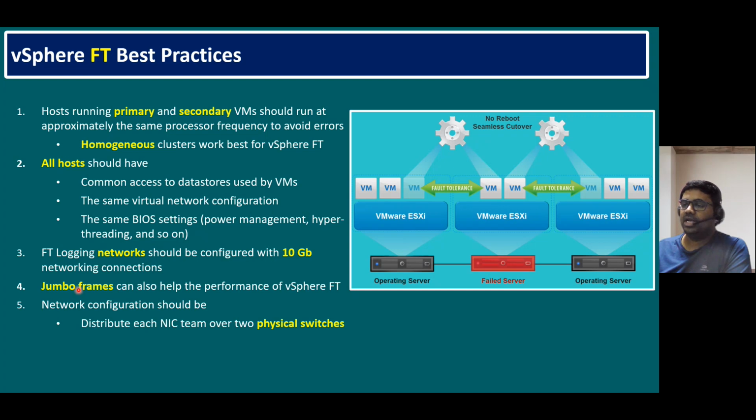These are the recommendations. And the FT logging network should be configured with a minimum of 10 GB. Same as vMotion, where a network speed of 10 GB is recommended, for fault tolerance also 10 GB. And jumbo frames can also help the performance of vSphere fault tolerance. And the network configuration should distribute each NIC team over two physical switches. So not only at the virtual network level, even at the physical network level, VMware recommends maintaining our NIC teaming NICs split across two physical switches. That is also a recommendation.